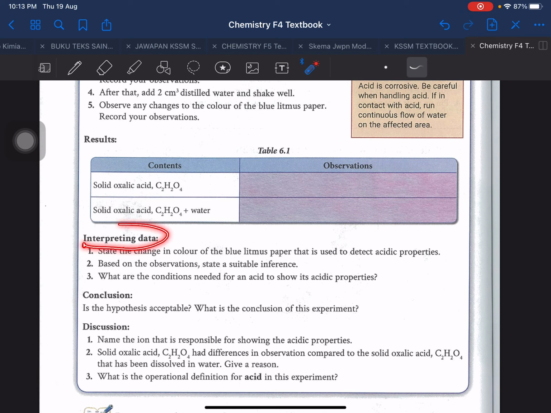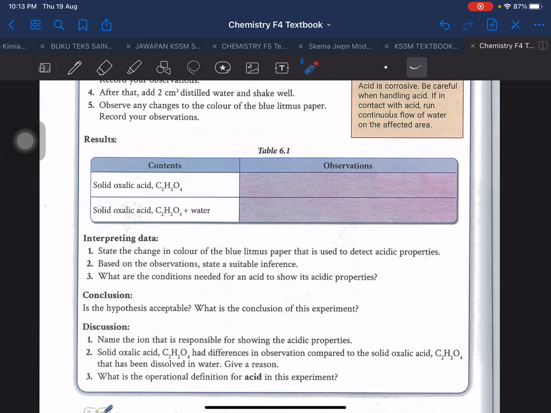And then, okay, let's interpret the data here. This one is quite easy sebenarnya. State the change in color of the blue litmus paper that is used to detect. Apa perubahan warna blue litmus paper? Change to red kan? So you need to write the answer. Based on observation, state a suitable inference. Inference maksudnya apa andaian awal kamu? Apa kamu punya kesimpulan awal? Okay, inference dia.